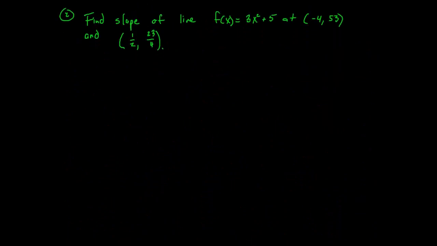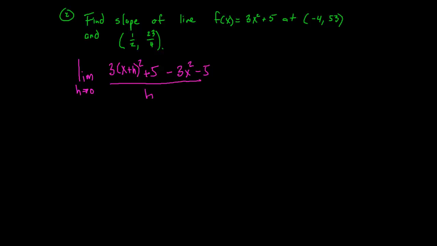Find the slope of the line at f of x equals 3x squared plus 5 at these 2 points. Well, I have to use my difference quotient formula to find a formula for that slope. That's what this is doing. The limit as h approaches 0 of f of x plus h, that's 3 times x plus h squared plus 5, minus the function, so minus 3x squared minus 5, all divided by h. Once again, what am I doing?